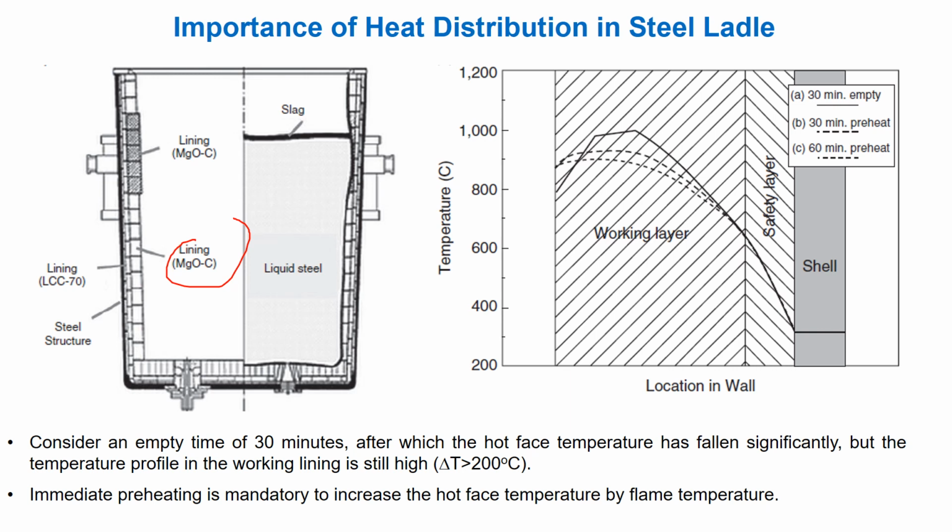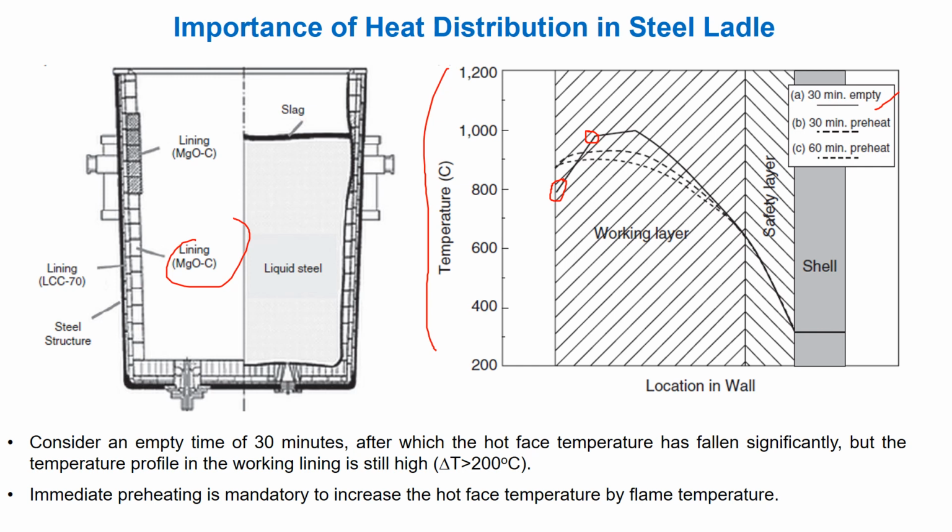Several unavoidable issues such as delay in ladle lining, different preheating sequence, empty ladle or idle time may severely affect the operation that eventually changes the temperature profile of refractory lining and affects refractory life. A typical temperature profile variation for different preheating times and empty ladle indicates such variation. Consider an empty time of 30 minutes, after which the hot phase temperature has fallen significantly, but the temperature profile in the working lining is still high. That is, it explains the temperature difference of almost 200 degrees centigrade.